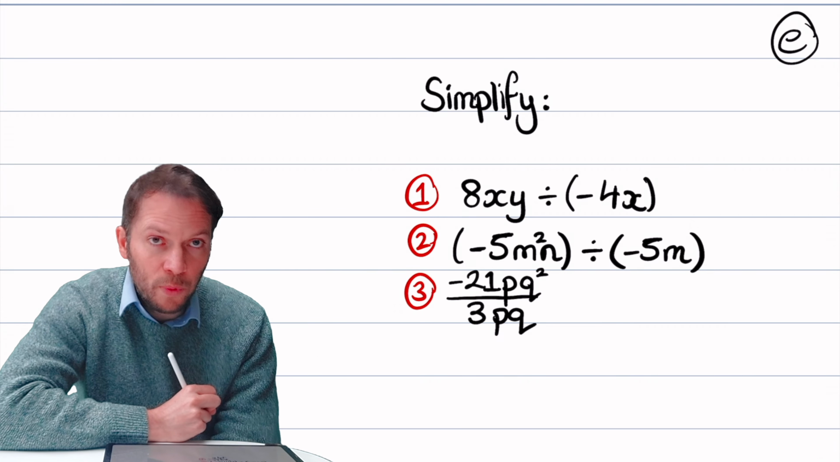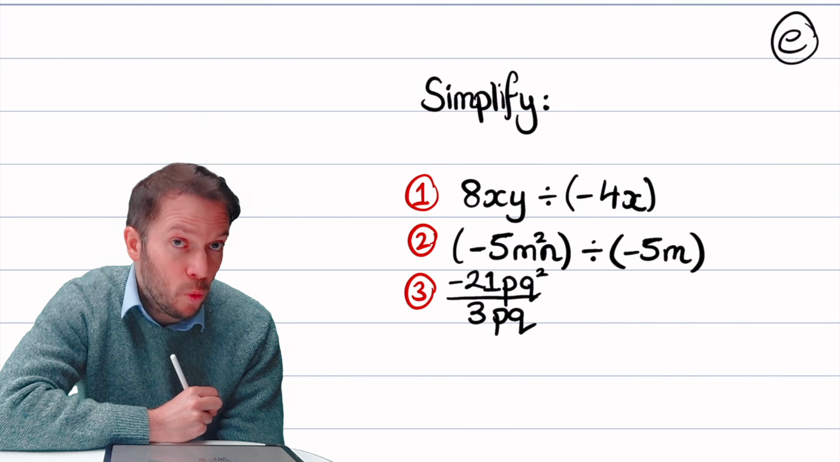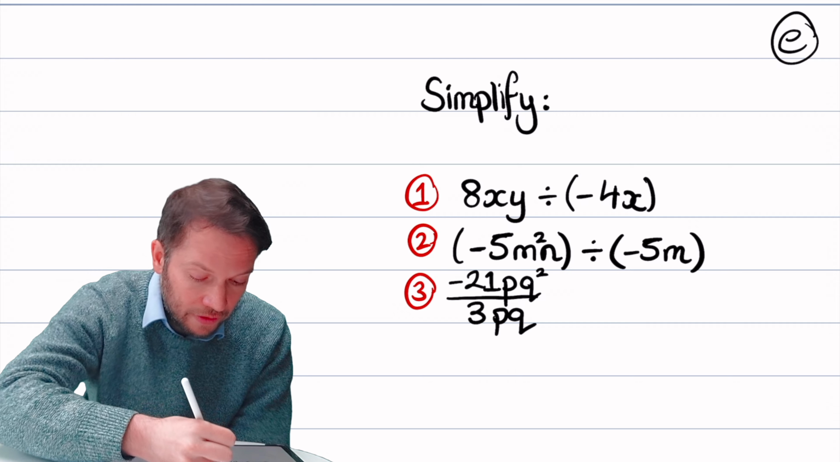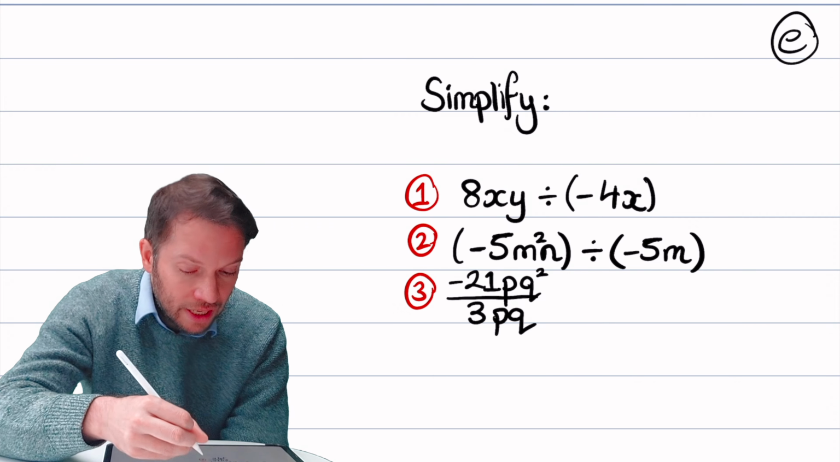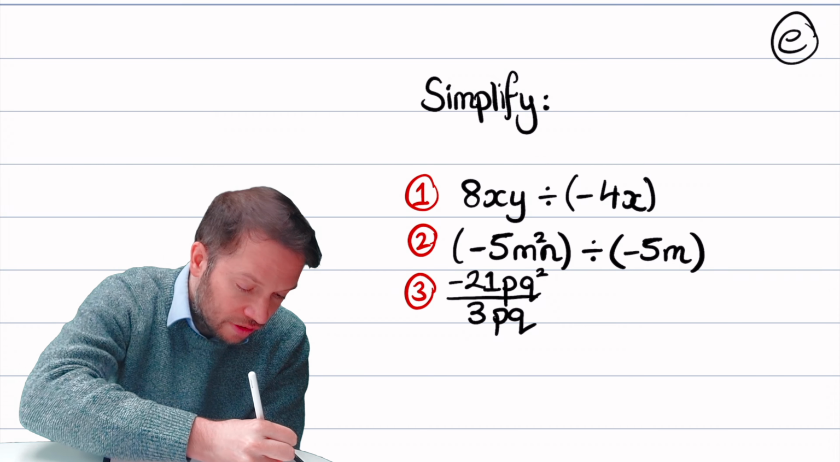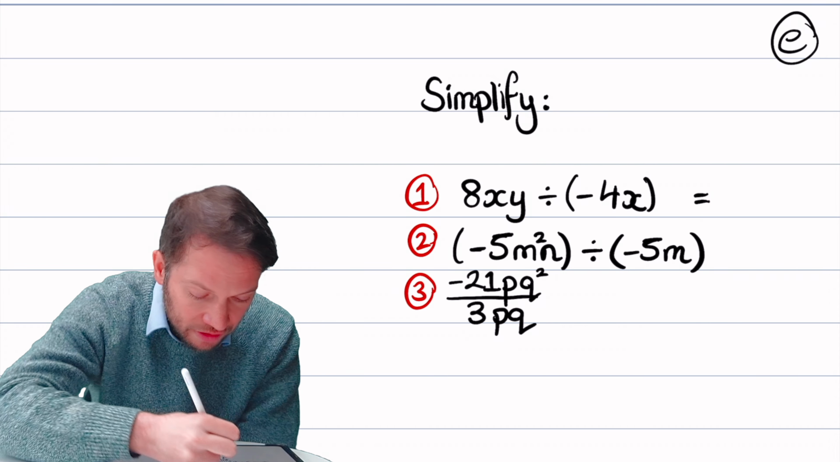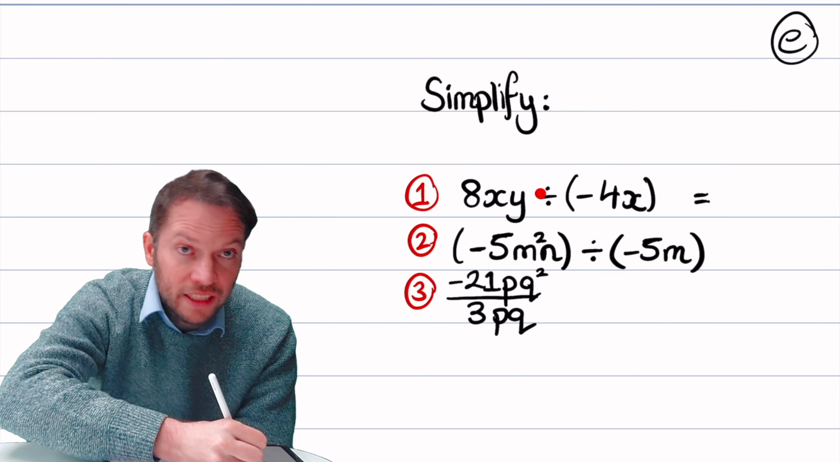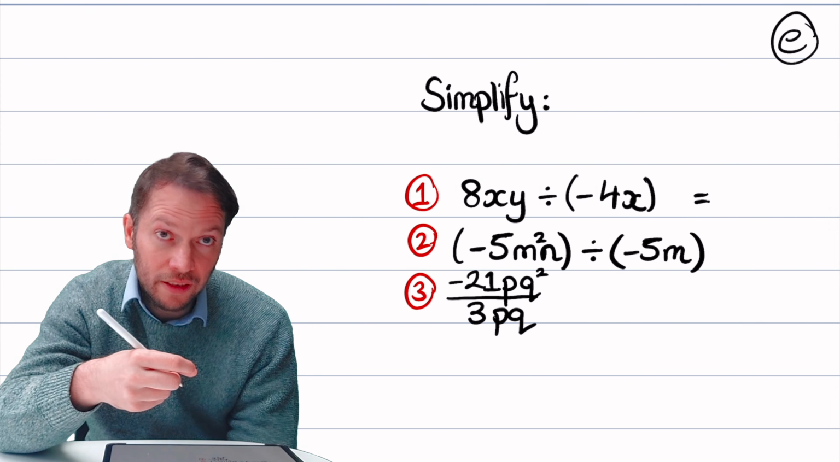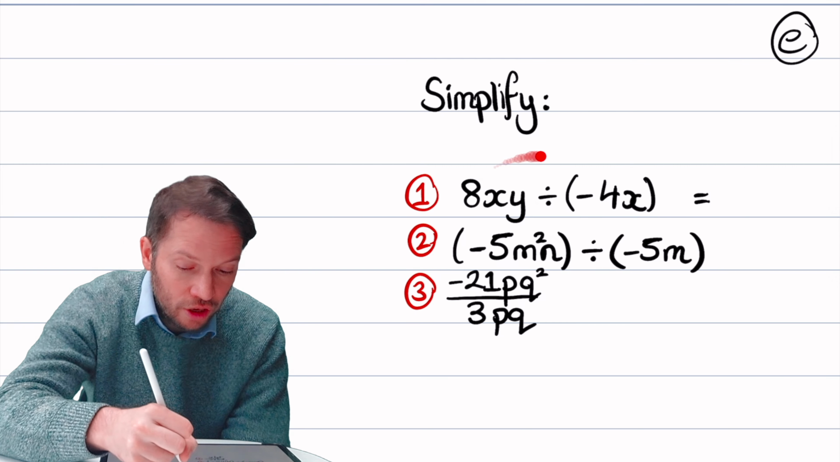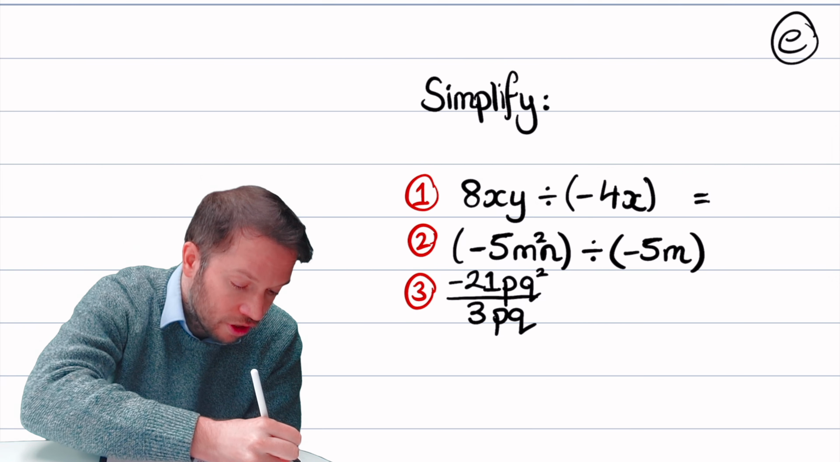Hello, in this video we're going to divide algebraic terms where one of the terms is negative. So here, for example, we have 8xy divided by negative 4x. Now, in the previous video we saw that we could just first divide the numbers. We do 8 divided by negative 4. But positive divided by negative, remember that is negative. And 8 divided by 4 is 2, so we're going to get negative 2.